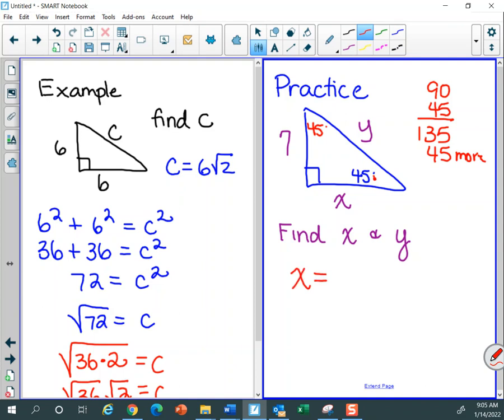So what's that mean about x? X has to be 7, because if your angles are the same size in the triangle, your sides have to be the same. And so 45, 45, 90, if x is 7, what's y? 7 times the square root of 2. Yeah. That's how I'm going to ask you that.